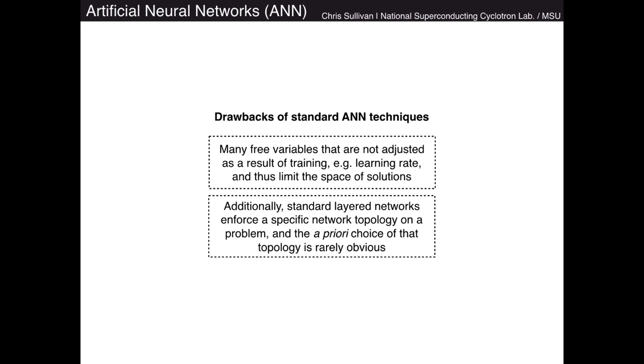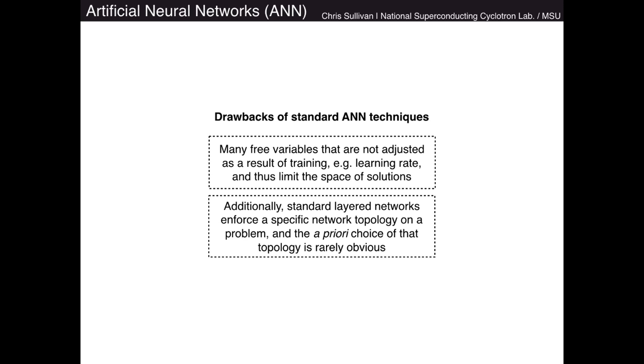And the other issue is that through standard techniques such as backpropagation and weight evolution, standard layered neural networks enforce a specific network topology on a problem. And that is that you have to know from the beginning the choice of the topology that best fits the problem at hand. And that's rarely obvious.